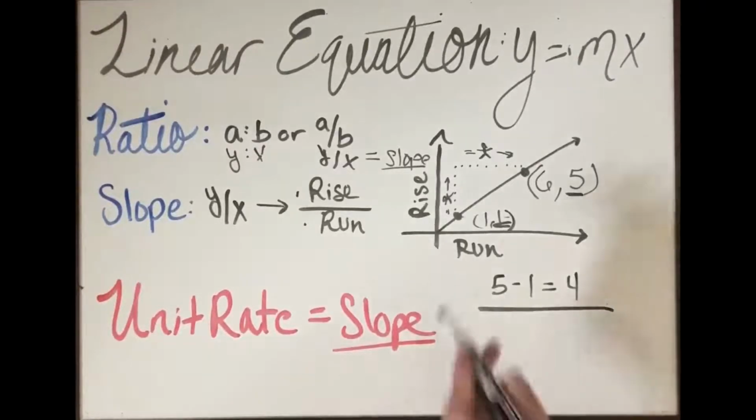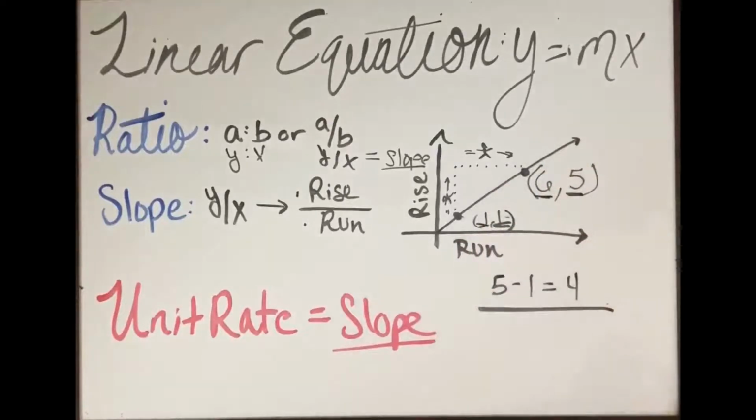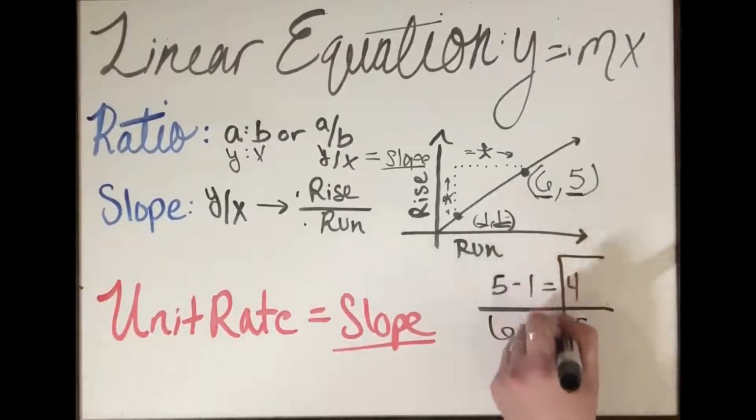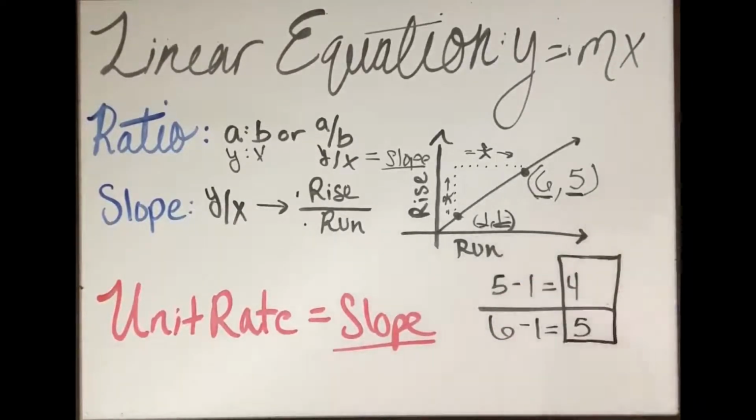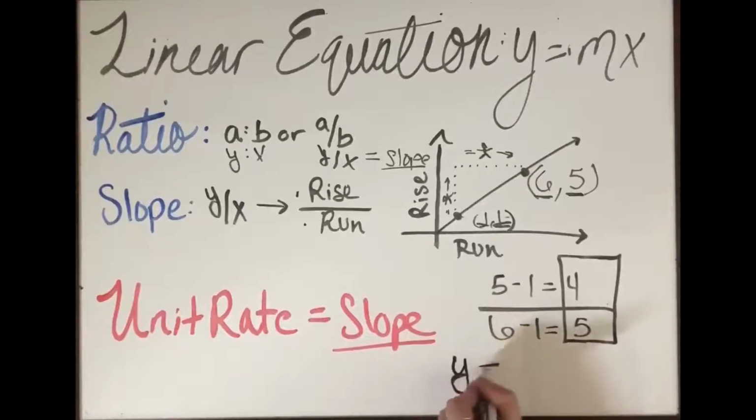Now we're going to do run. How far did we go over? We have 1 and 6. So we'll do 6 minus 1 equals 5. So our slope and our ratio is 4 over 5. This is our slope here. So we can write our equation as y equals 4 over 5x.